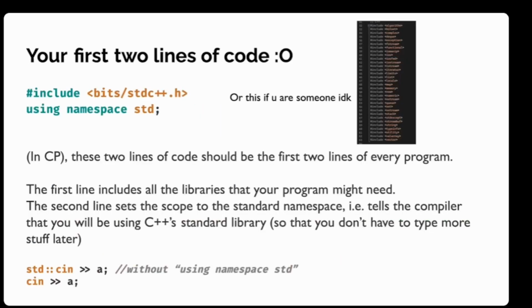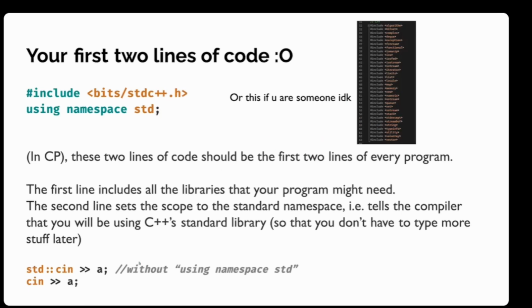So let's begin. Your first two lines of code in CP must be these two. Include bits/stdc++.h and using namespace std, again with a semicolon. So basically what this does is bits includes every single header file you need for competitive programming. Because if you don't use this line of code, you have to be this guy over here who uses I don't know how many include statements. There are things like vector, queue, stack, which are all data structures you will find useful in the next lesson.